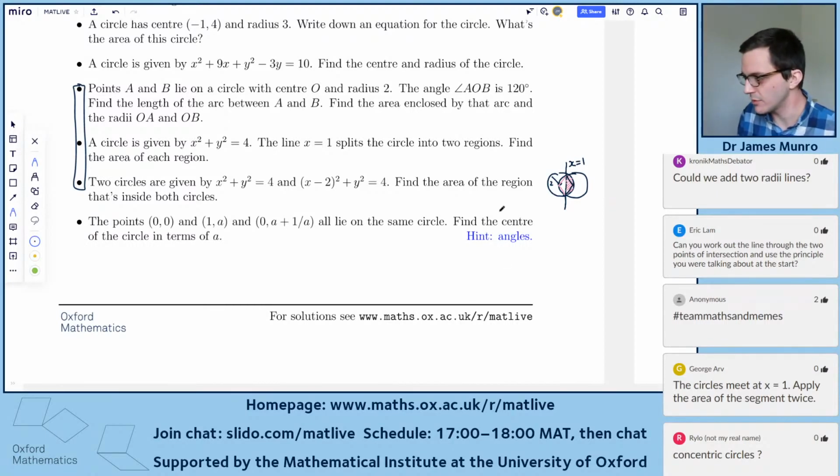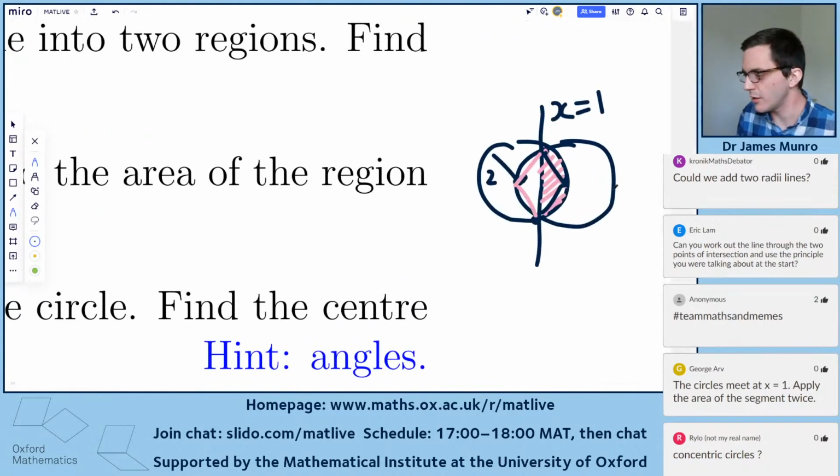That's tiny. Let's zoom. There we go. If we draw in some radii lines, then we get this nice little picture. We can think about chunks of circles and triangles, and do lots of addition and subtractions.